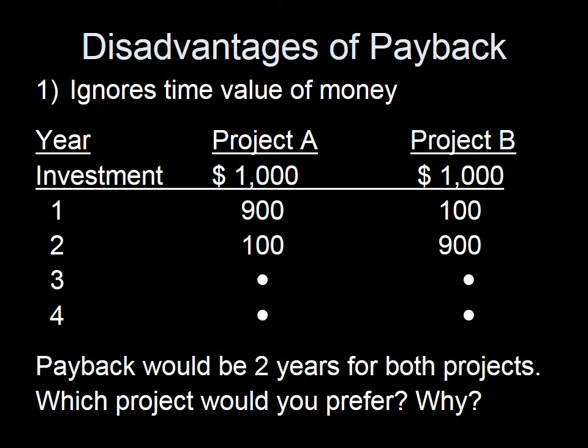And you would obviously prefer project A, because project A would return $900,000 in year 1 as opposed to having to wait until year 2 to get the 900,000 like you would have to with project B. So if I had 900,000 in year 1 and I could turn around and reinvest that into other money making projects, I'd be much better off with project A than I would be with project B. So the fact that it ignores the time value of money is a big deal.